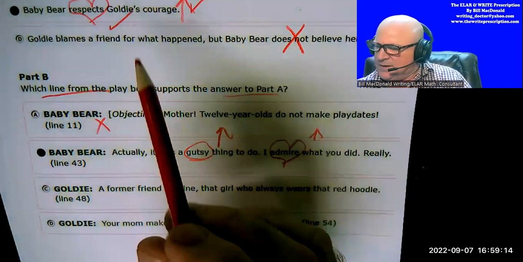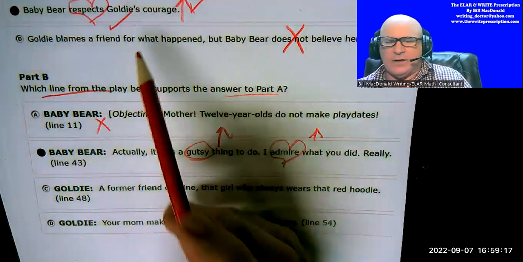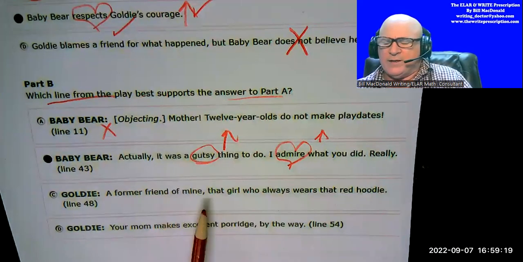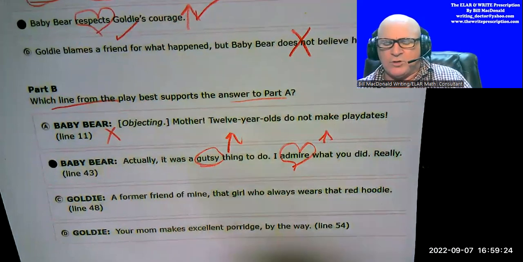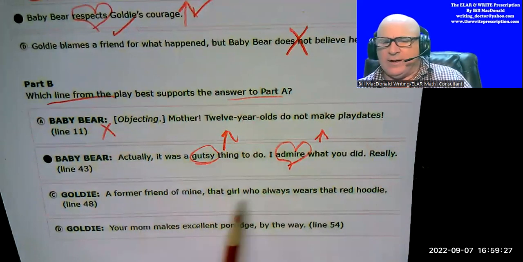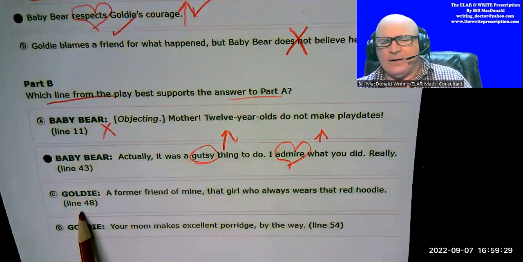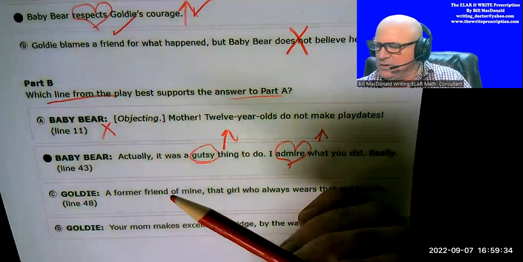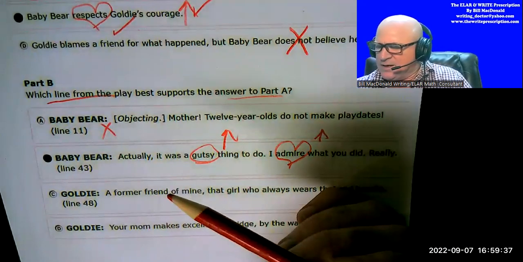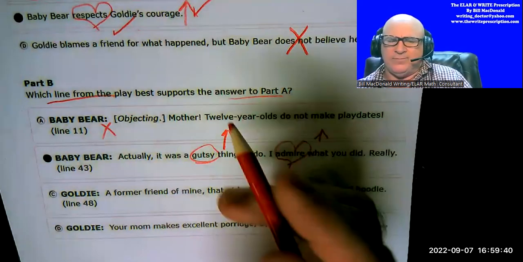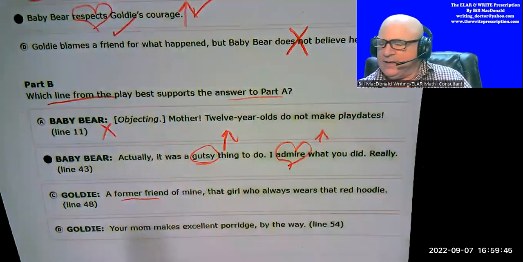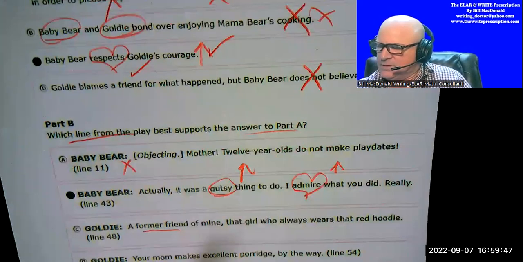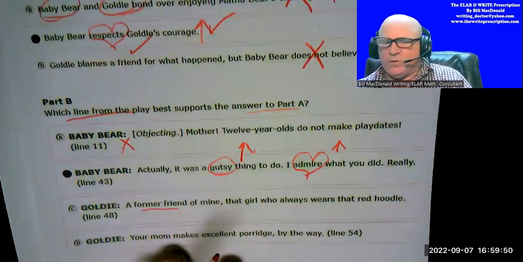A former friend of mine, that girl who always wears the red hoodie. Since that's just facts, there's no emotional or mental connection there to create a positive or negative opinion or emotion. All I have here is that Goldie is talking about a former friend, but it doesn't show the respect that they're looking for. Your mom makes excellent porridge, by the way.